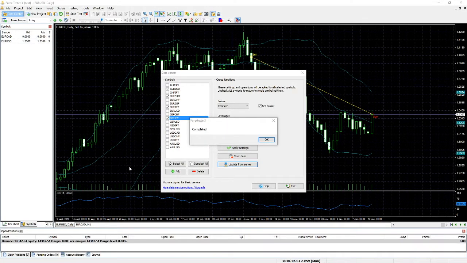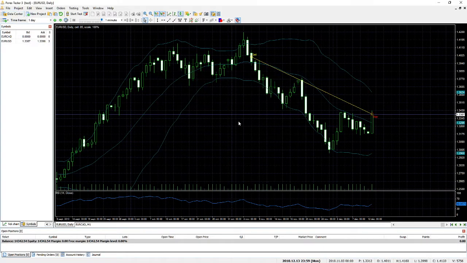Alright, to give you guys an idea, it took about 4 minutes for these four currency pairs to generate. Now we're done with this. Let me exit this. Now we're good to go.